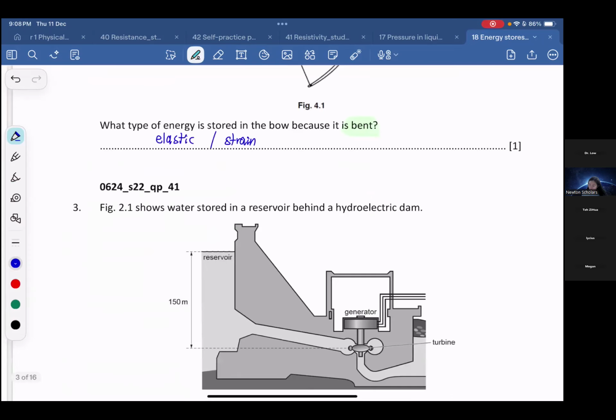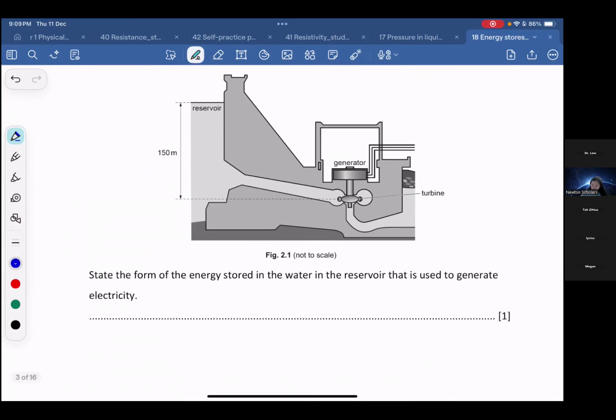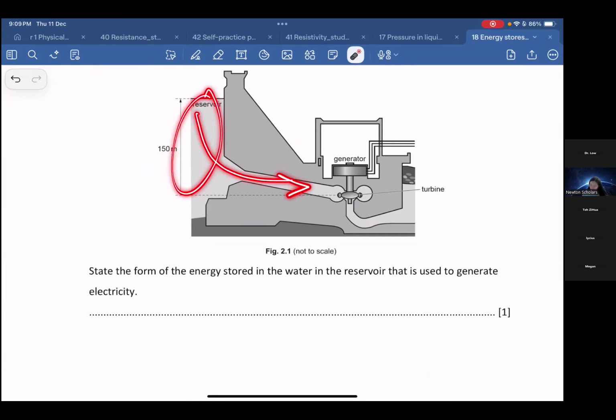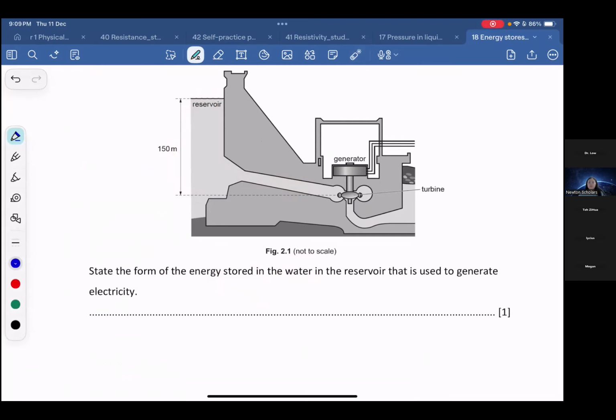Okay, next, this is 2022. This one is a hydroelectric dam, so the water will flow. At here, water will flow down. State the form of energy stored in the water. Water inside. Okay, water is what energy? Water gain what energy? Store what energy? Angeline, correct. Storing, not yet following, dear.